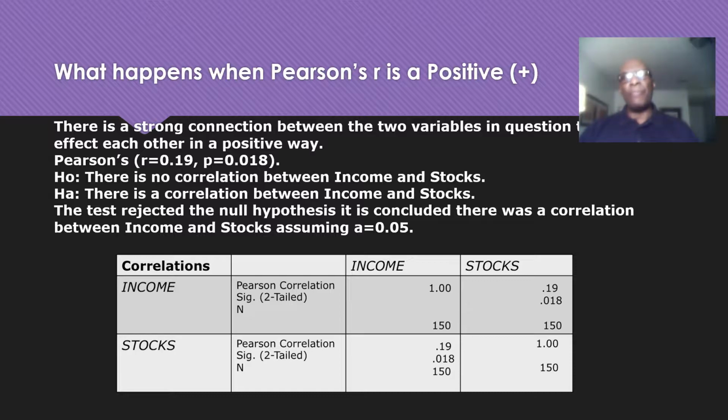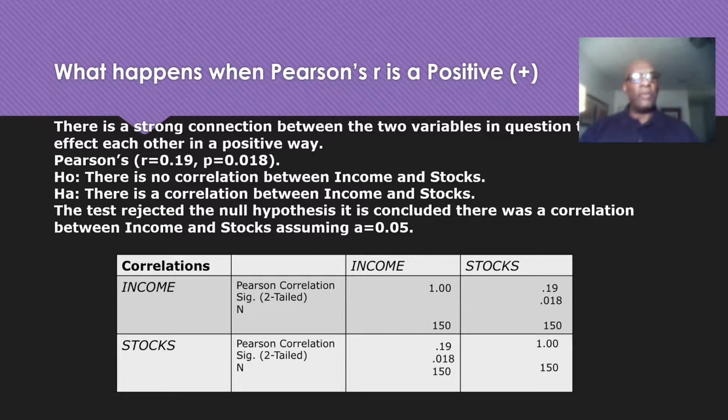What happens when the Pearson's R is positive? There is a strong connection between the two variables in question. They both affect each other in a positive way. The Pearson's R in this case is 0.19 and the p-value is 0.018.